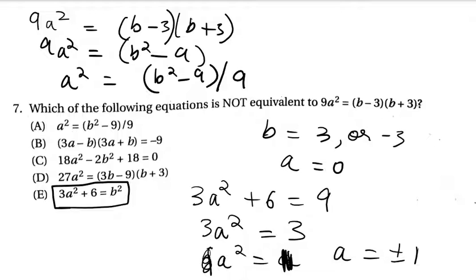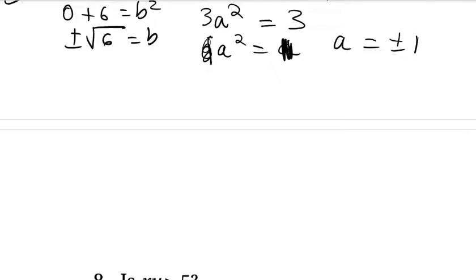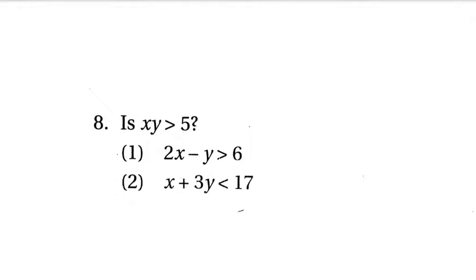Even B will not come plus minus 3, simply because if you put A as 0 over here, 0 plus 6 is equal to B square, then plus minus root over 6 is equal to B. So hence this is your correct answer, which is not equivalent. Okay, let's go on to our 8th question for today.